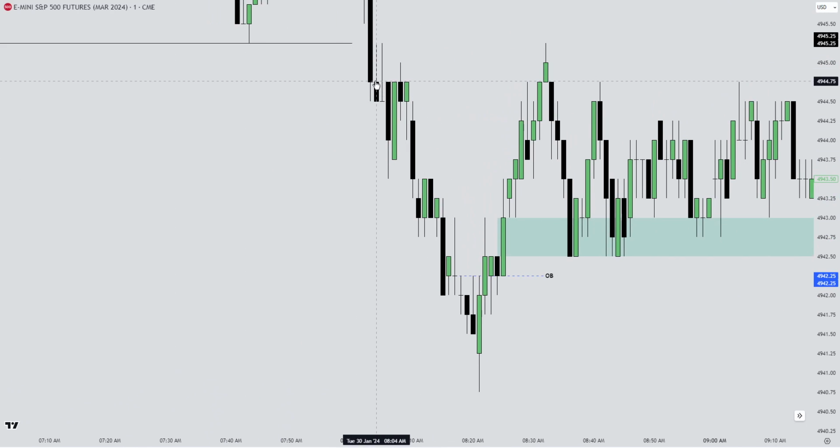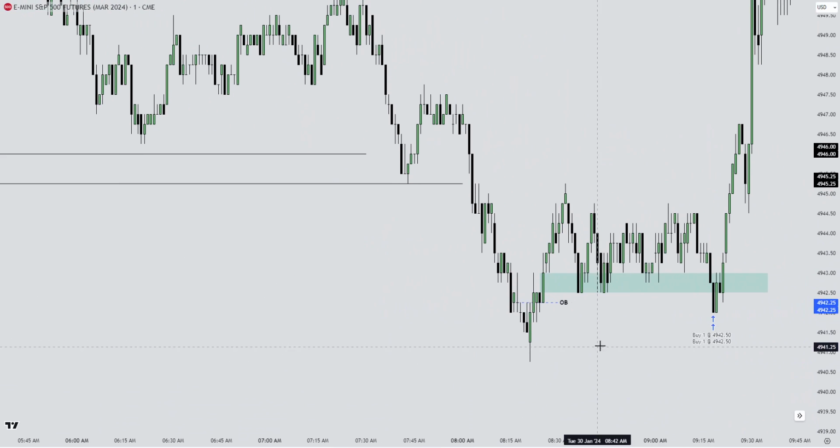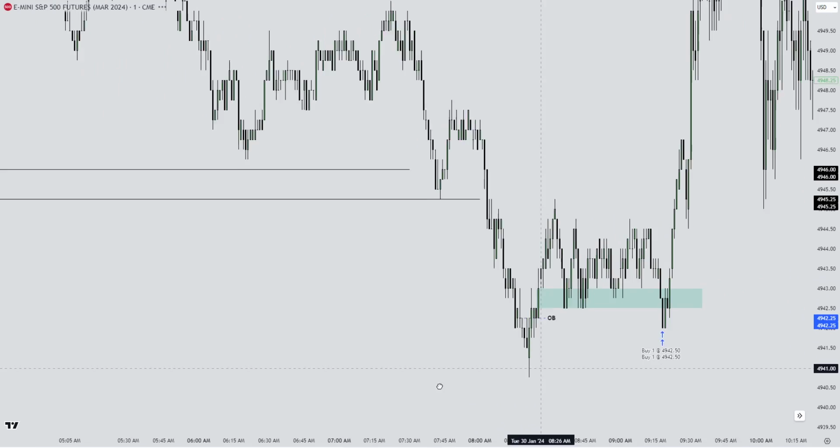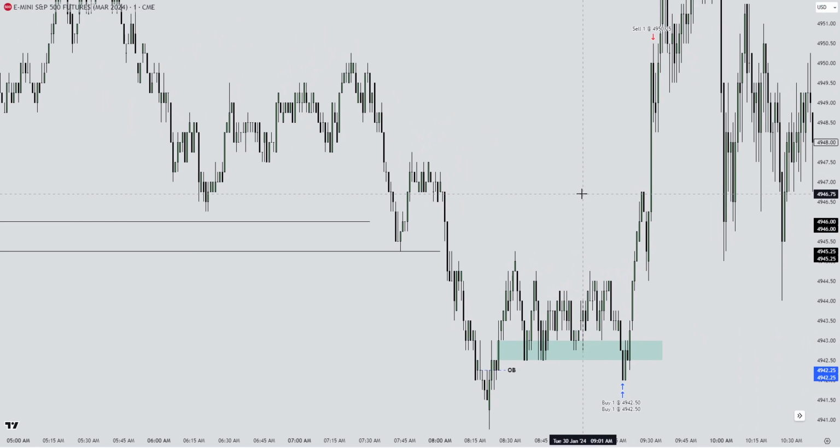Notice how we don't get any change in the state of delivery in here. That means no trade. So when price creates this change in the state of delivery, to me that indicates that we potentially have a smart money reversal and price can start targeting higher prices.